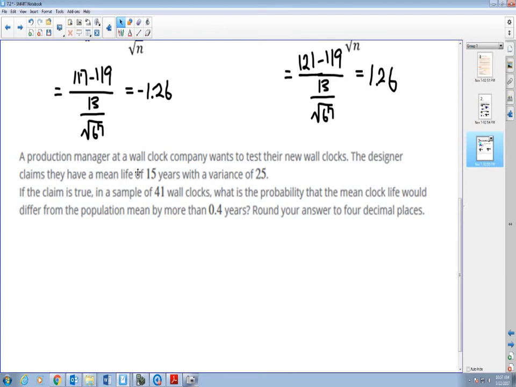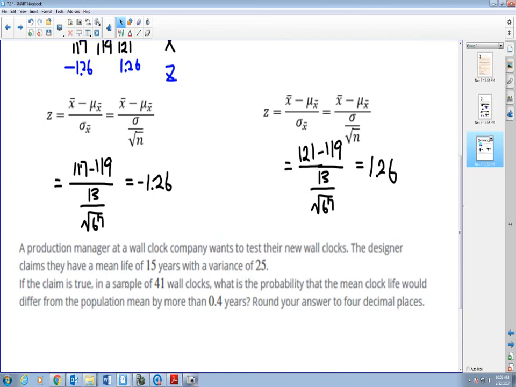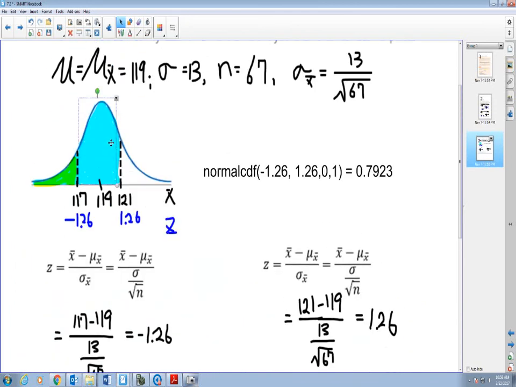A production manager at the wall clock company wants to test new wall clocks. The designer claimed they have a mean life of 15 years, with a variance of 25. If that claim is true, in a sample of 41 wall clocks, what is the chance that the mean clock life will be different from the population mean by more than 0.4 years? So this time it is more than. Okay? This time it is more than. All right, so let's try this again.